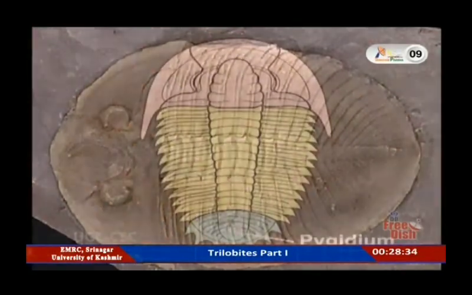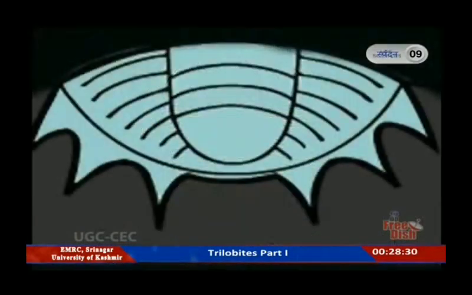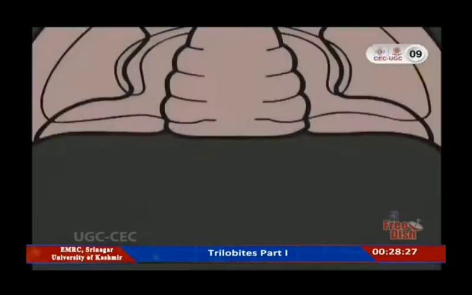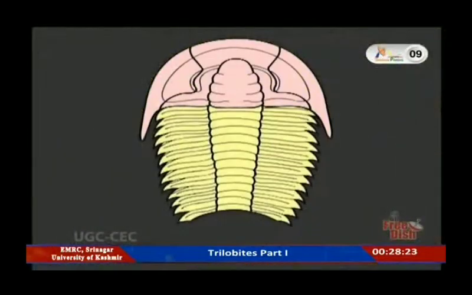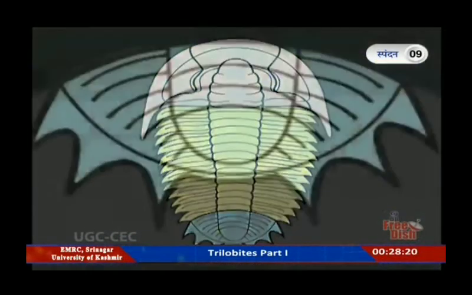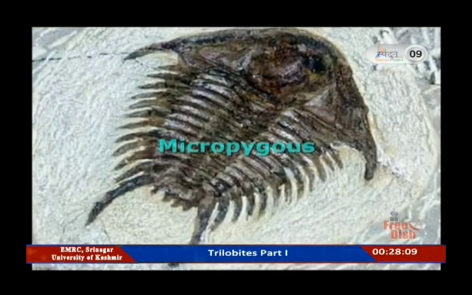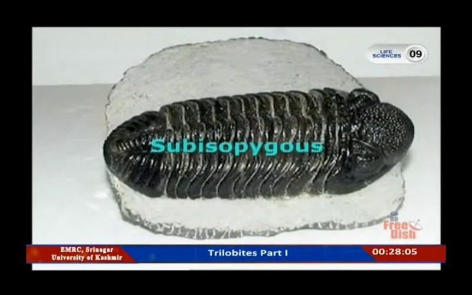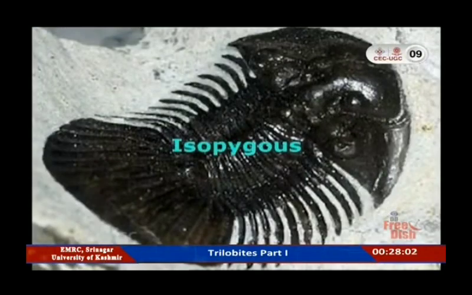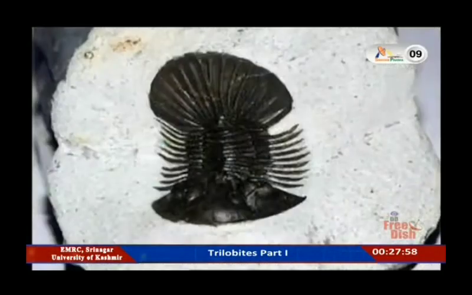Pygidium. The pygidium is formed from a number of segments and the telson fused together. Segments in the pygidium are similar to the thoracic segments bearing biramous limbs, but are not articulated. Trilobites can be described based on the pygidium being micropygous, that is smaller than the cephalon, subisopygous, that is sub-equal to the cephalon, isopygous, that is equal to the size of the cephalon, or macropygous, that is larger than the cephalon.